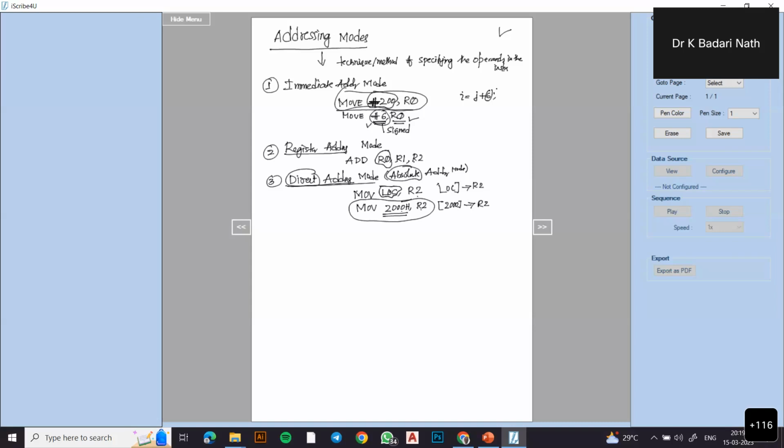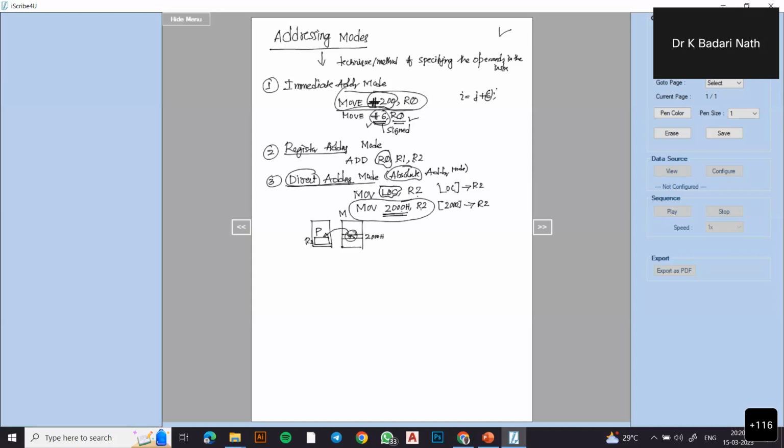It's not an address. When the hash symbol is not used, what does the number I indicate here mean? It's a memory address. Suppose this is the processor, and it contains a register called R2. If this is a memory location with address 2000H, and let's say it contains 75, then when you execute this instruction, what will happen? 75 will be moved into the R2 register.